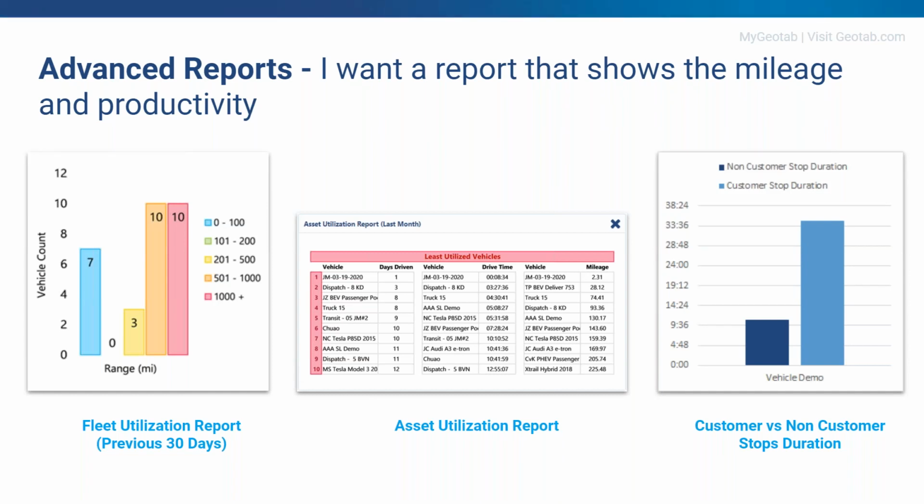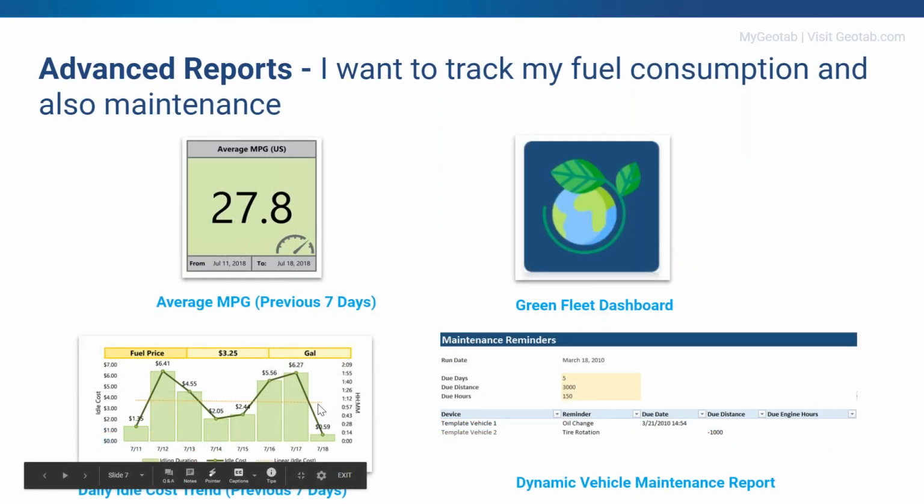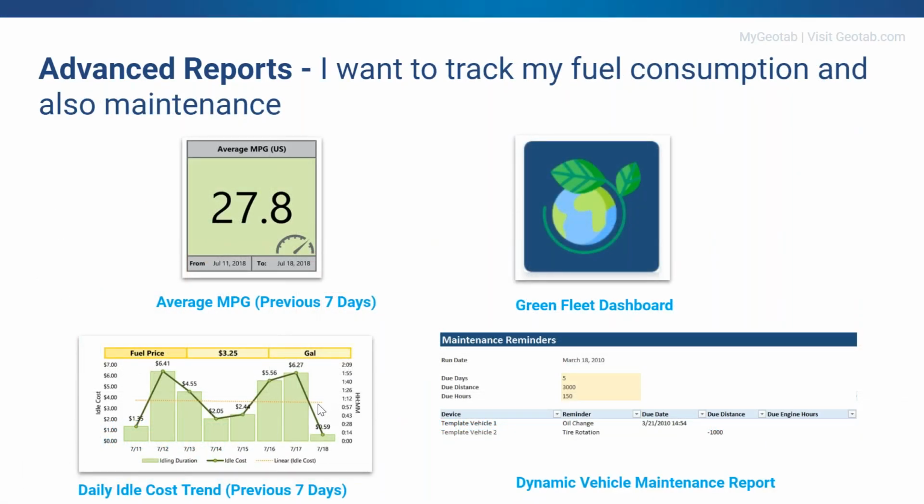With zones in the database as well, we can not only see activity within those areas, but also leverage that functionality and see reports like the customer versus non-customer stop duration, which is based on the time card report. And another example, and this one is very common, is I want to track my fuel consumption and also maintenance. Who wouldn't want to do that, right?